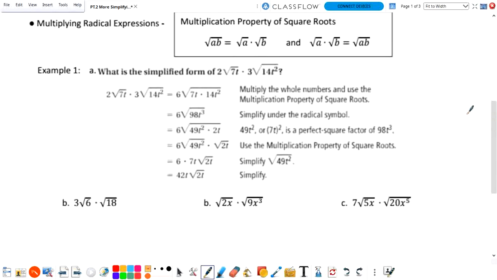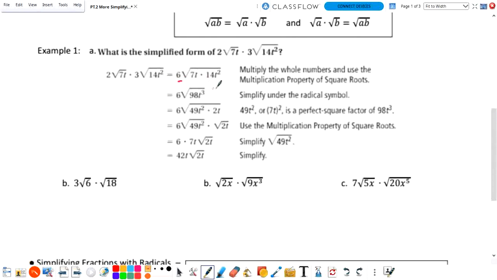So let's look at example 1. What is the simplified form of 2 square root of 7t times 3 times the square root of 14t squared? The first thing we need to do is multiply the whole numbers and then use our multiplication property of the square roots. So we can multiply what's on the outside: 3 times 2 gives us 6. And then we include 7t and 14t squared underneath our radicand together. Then we can multiply those together. 7 times 14 gives us 98. t times t squared gives us t to the third power. Remember, with exponents, when you multiply, you just add the exponents.